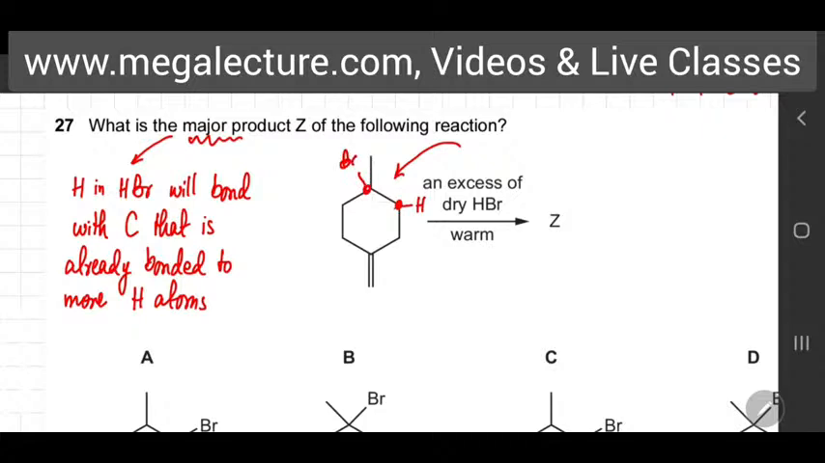So the H likes to bond with the carbon that's bonded to fewer alkyl chains. This one is bonded to 3 carbon chains. There's only one H over here. This one is bonded to 2 carbon chains. There are already more H atoms on this side.